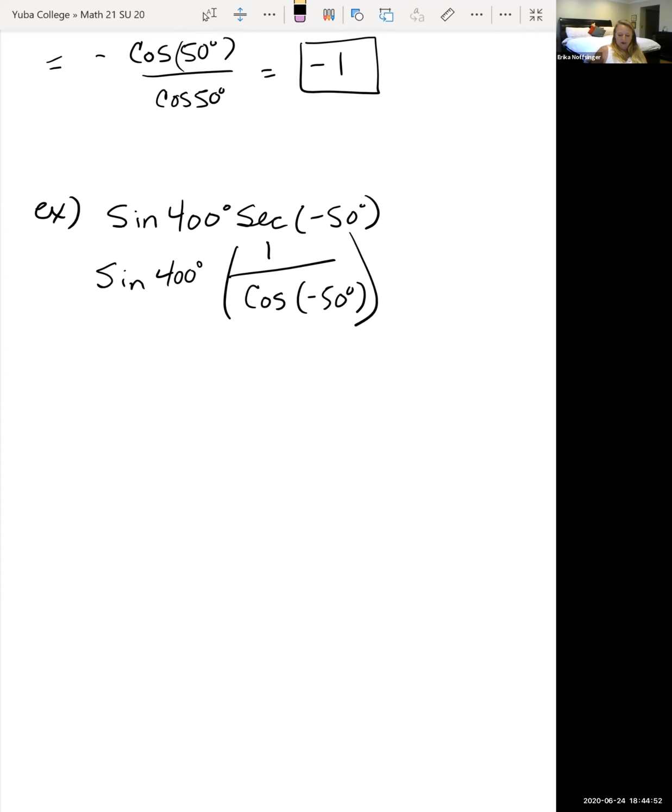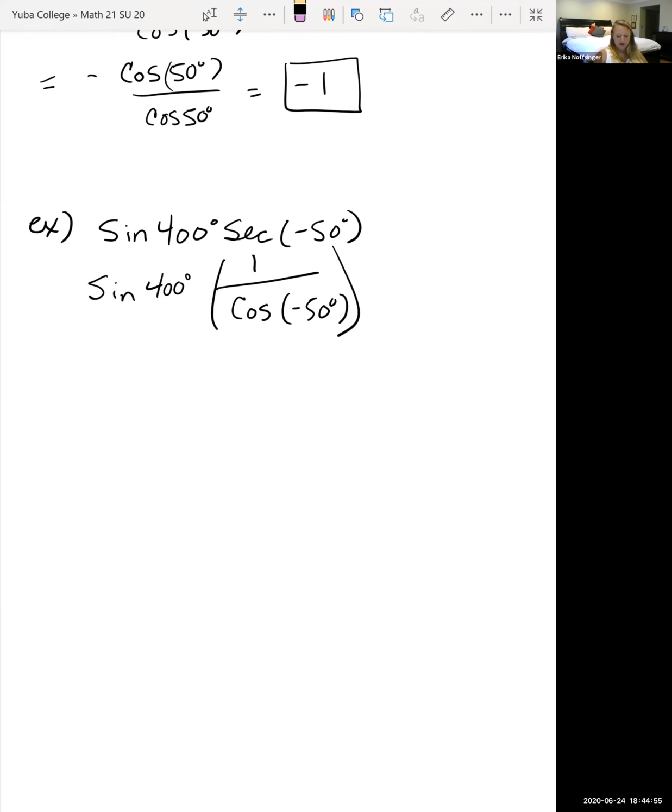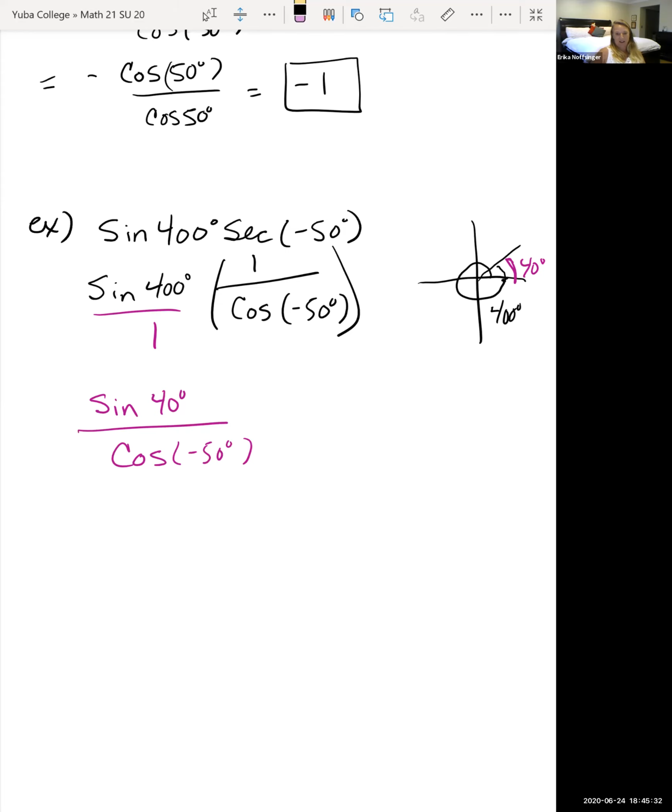Let's find a coterminal angle to 400. So let's graph 400. That is 1 full rotation, right? That's 360 degrees, so we need 40 more degrees to get up to 400. So it's equivalent to sine of 40 degrees, all over cosine of negative 50 degrees. Multiply fractions, multiply straight across.